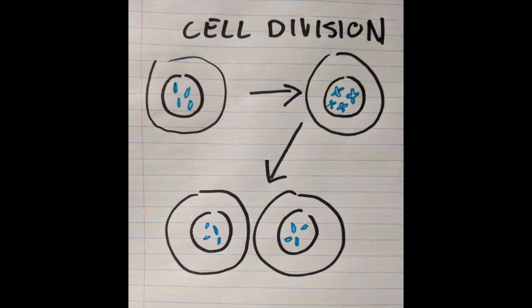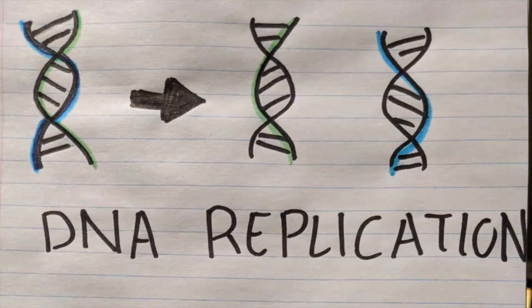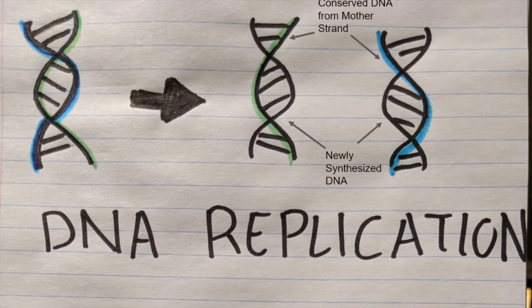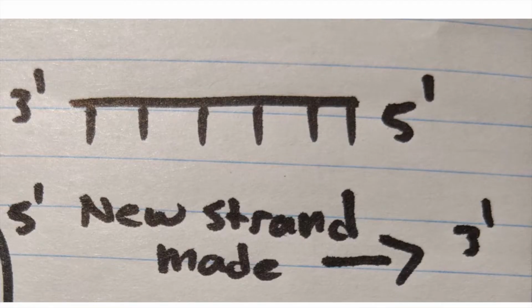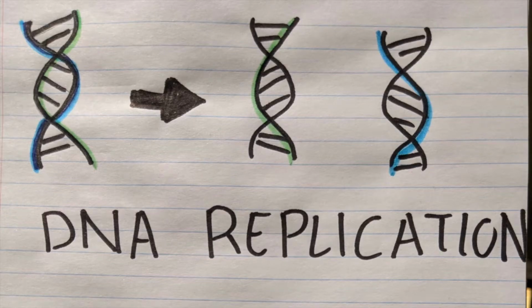What must the cell do before dividing? DNA replication! And what do you think this process is called? Semi-conservative, semi-conservative! What's needed for it to occur properly? Enzymes, enzymes! In what direction does it happen? 5' to 3'. Semi-conservative, enzyme activity, 5' to 3', DNA replication. Second verse.